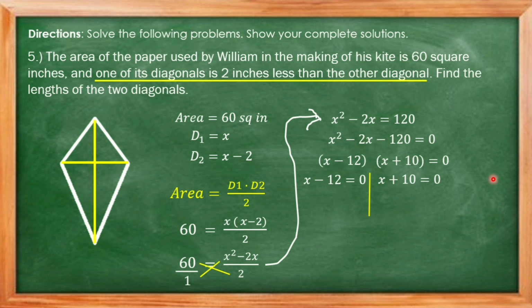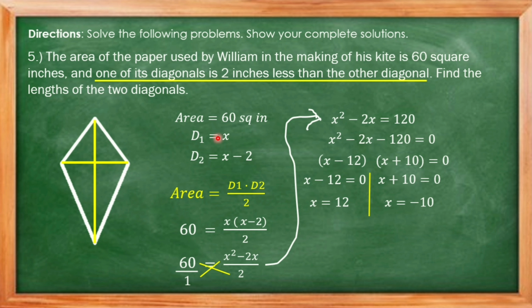And then, to find x, so ililipat lang natin itong negative 12 dito sa right side, tas itong positive 10 dito din sa right side ng equation. So, we have x is equals to positive 12 and x is equals to negative 10. Okay. So, ma'am, paano yan? Dalawa po yung value ng x. Alin dyan ang gagamitin? Okay, syempre, ang gagamitin natin yung positive value lang ng x, which is yung 12.